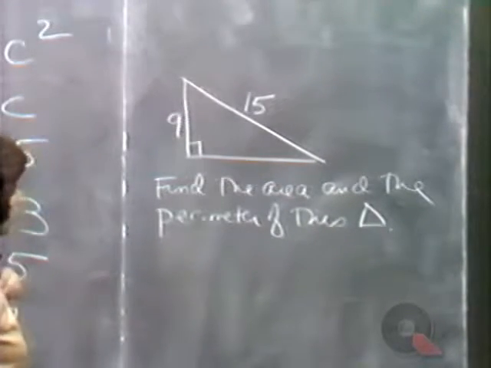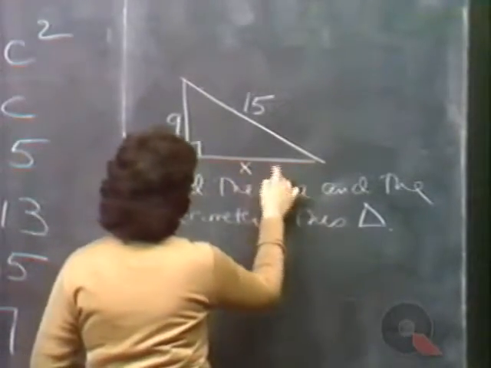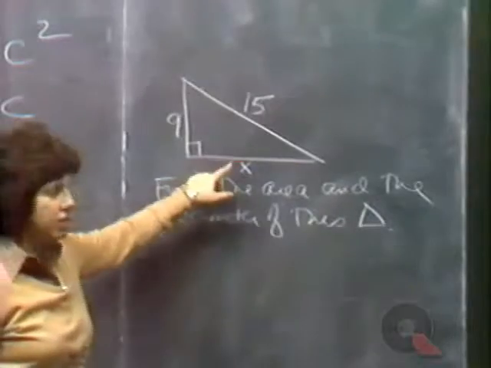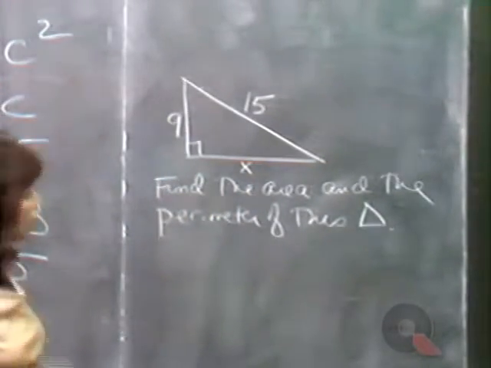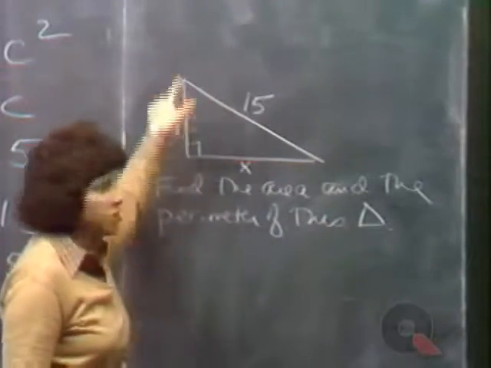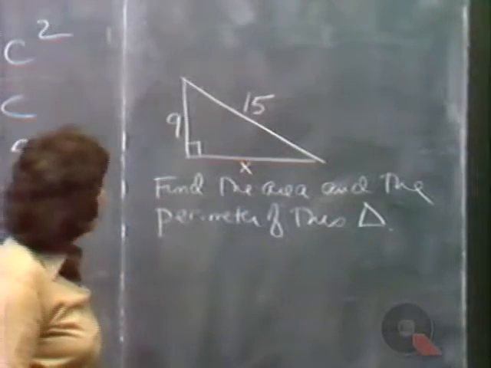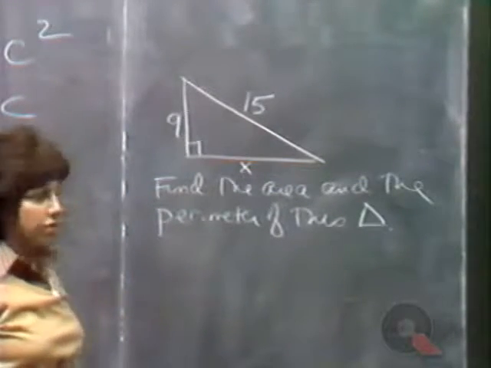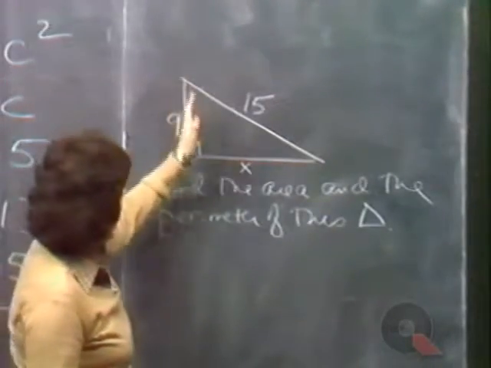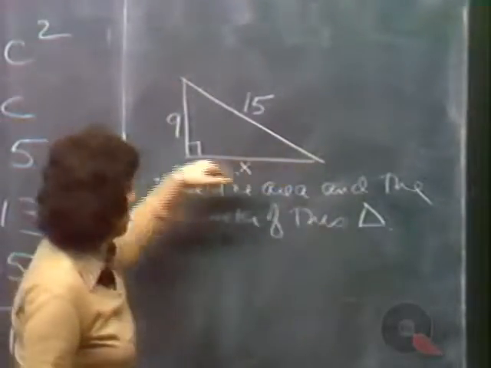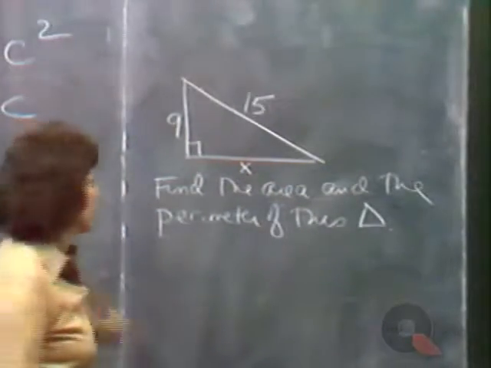I think all of you agree that the big thing is to find the length of this leg here. If I could find the length of this leg, it would then be very easy to find the perimeter of the triangle, the distance around the triangle. You just would add up the lengths of the 3 sides, 9 plus x plus 15. And similarly, you would also be able to find the area very simply. The area of a triangle is 1/2 base times height, or 1/2 x times 9, x being the base and 9 the height, because it's a right triangle.